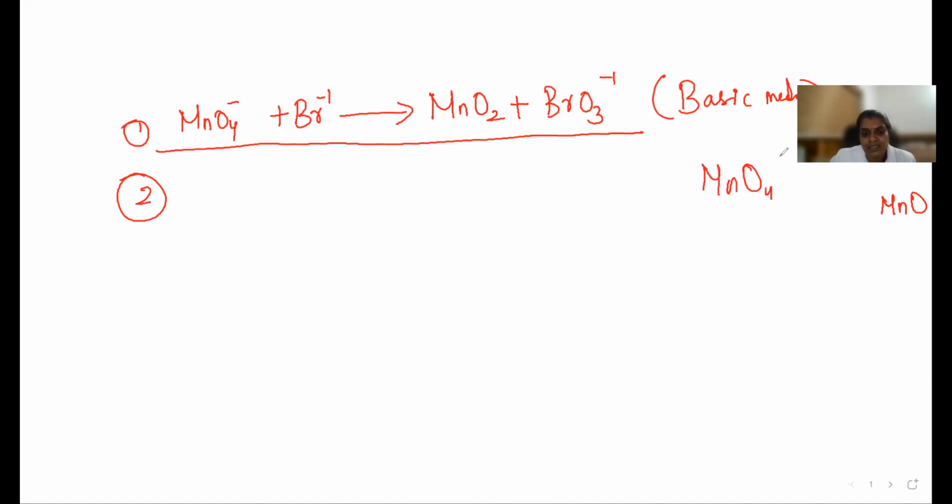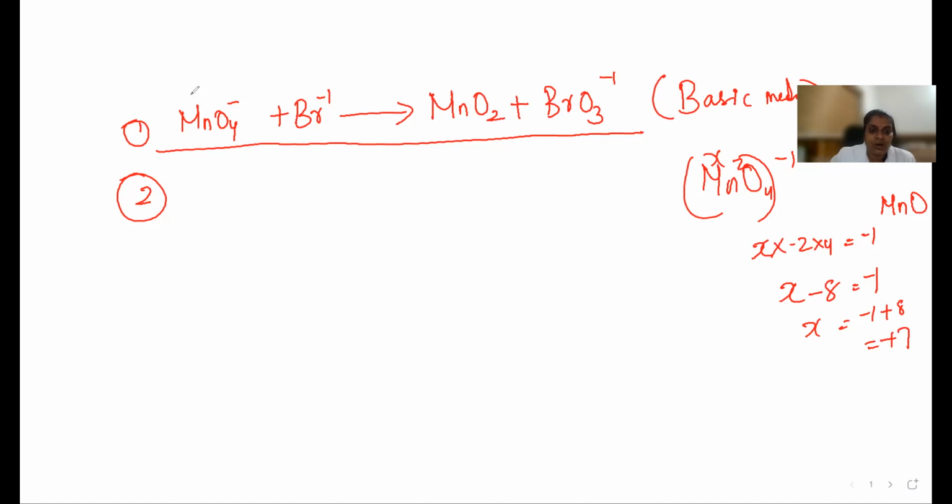MnO4 minus: charge minus 1. So x minus 2 into 4 is equal to minus 1. So x minus 8 is equal to minus 1. X is equal to minus 1 plus 8, which is plus 7. So this is the oxidation number for manganese. Br is already minus 1.